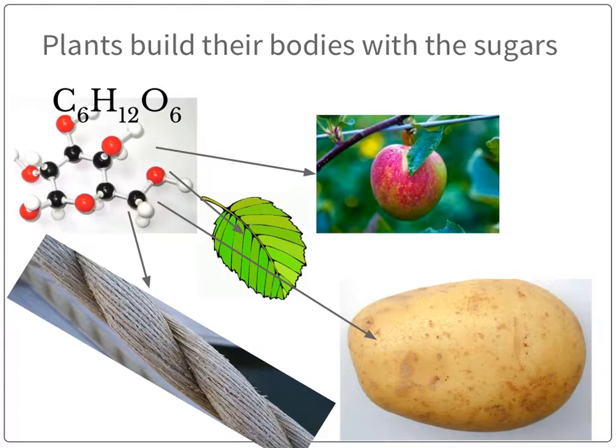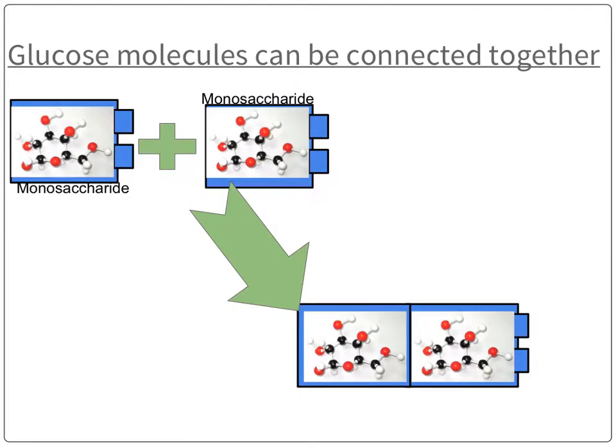Well, the plants actually build their bodies with the sugars. So you can see here, this graphic is supposed to be showing you that you can take those sugars and make a leaf from it. You can take those sugars and make a potato or maybe a fruit, and you can take those exact same sugars and make something very structurally sound like this rope. So this is how the sugars made in photosynthesis can be used to create a photosynthetic organism's body.